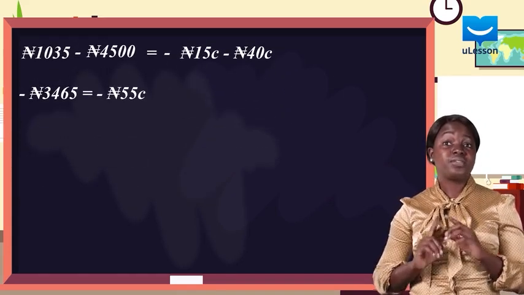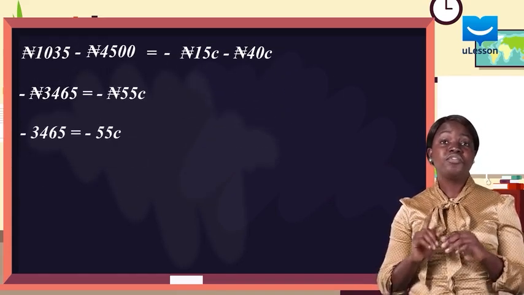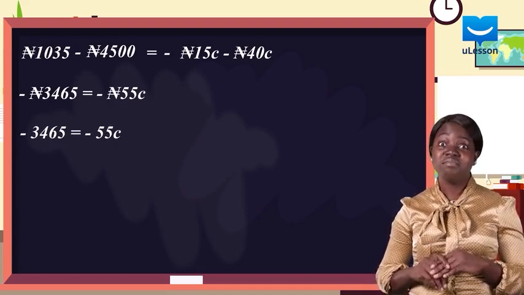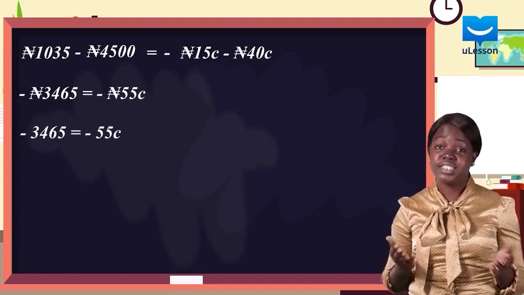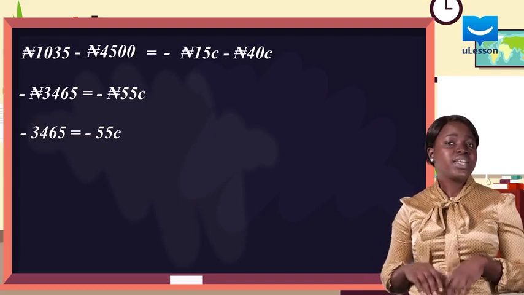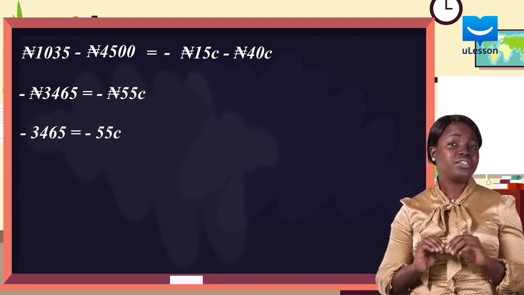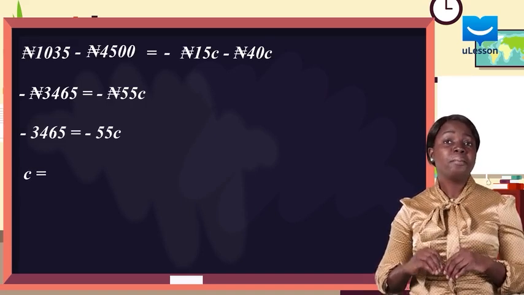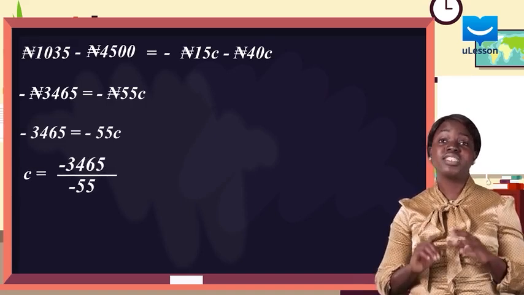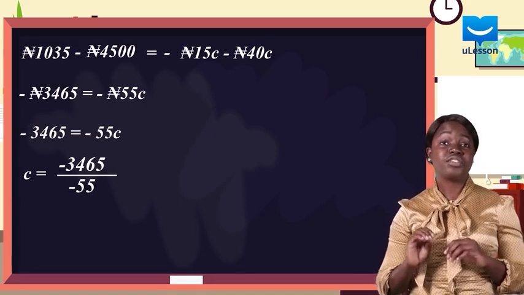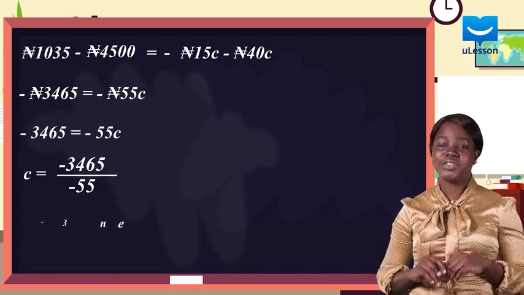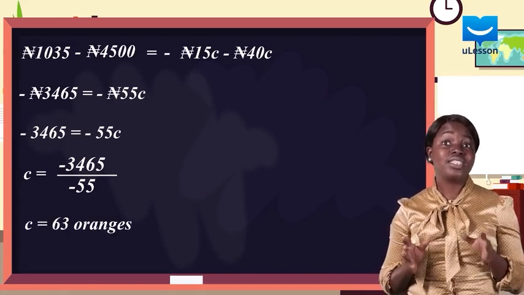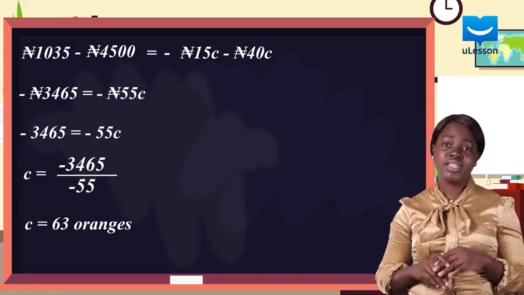This is the same as writing minus 3,465 is equal to minus 55C, since naira is common to both sides. Then, we can divide both sides by minus 55 to give us C is equal to minus 3,465 over minus 55, and that will be equal to 63. Therefore, the total number of oranges in the sack is 63.